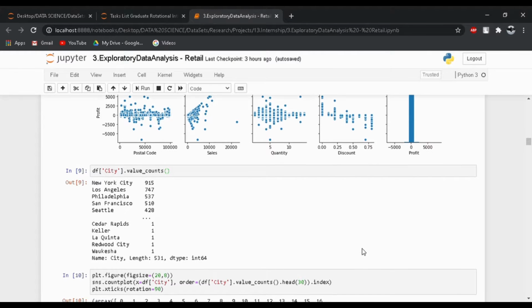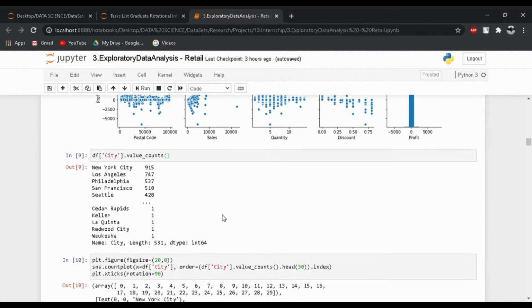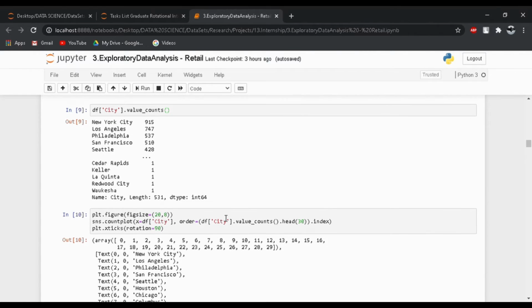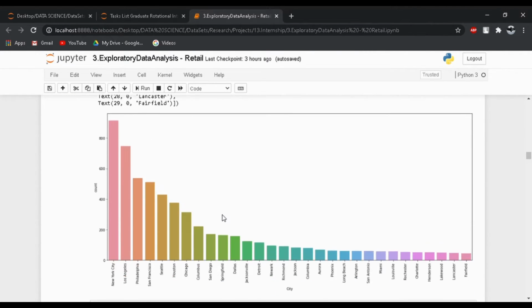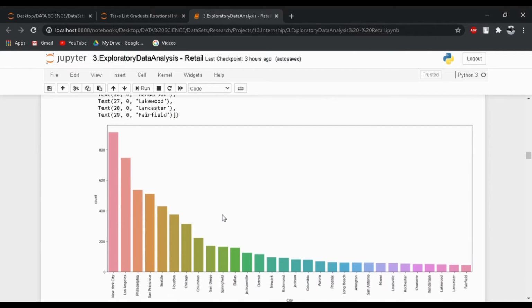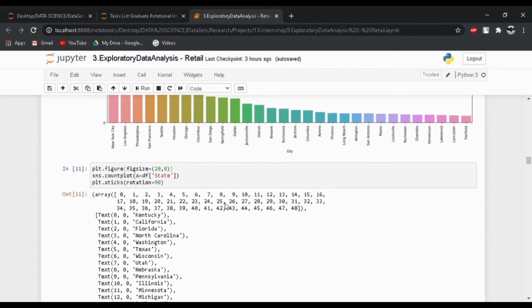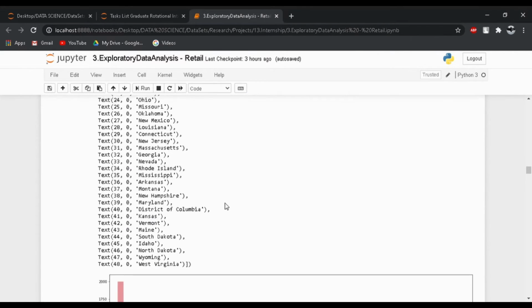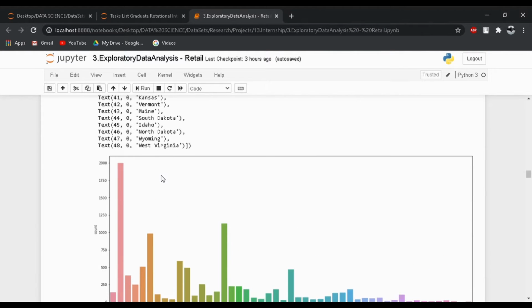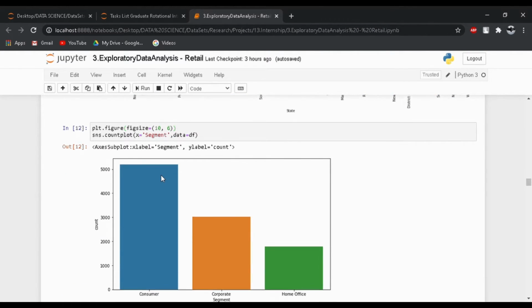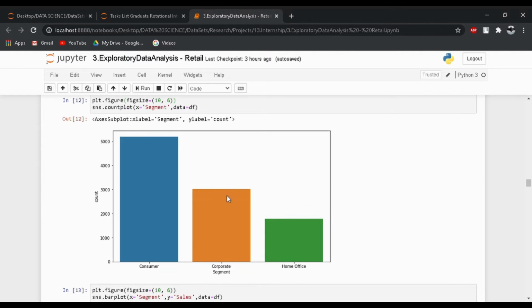All right. So I've used this value_counts on the city column, and you can see that New York City is occurring around 915 times. Same thing, I've done the visualization part, and this is how it looks. The same thing has been done over here, but instead of the city column, I have taken the state column. As you can see, California has the highest count, and over here I've taken segment on the x-axis, and consumer segment has the highest count.